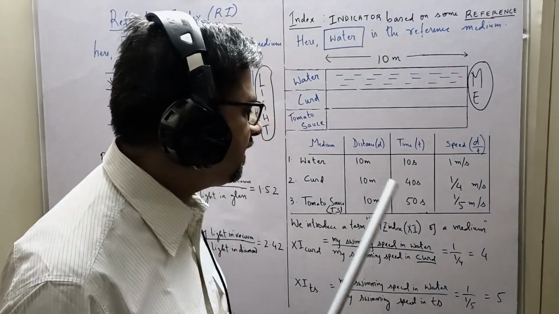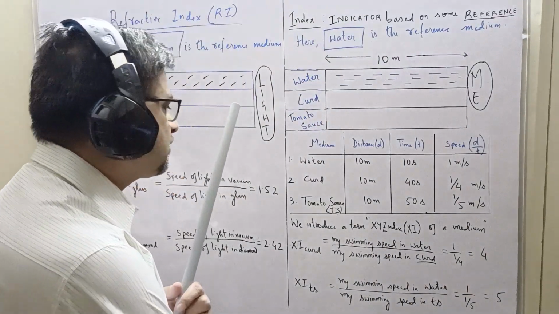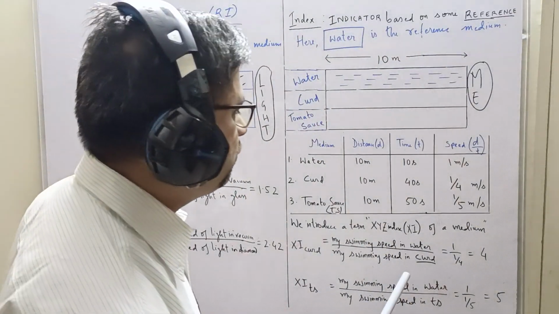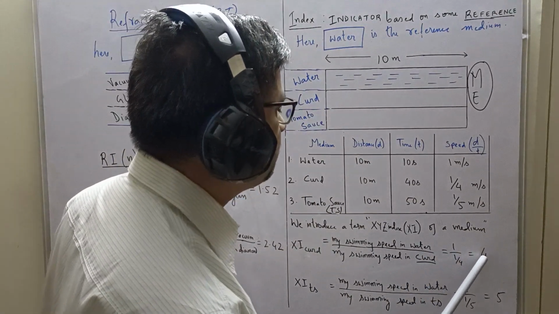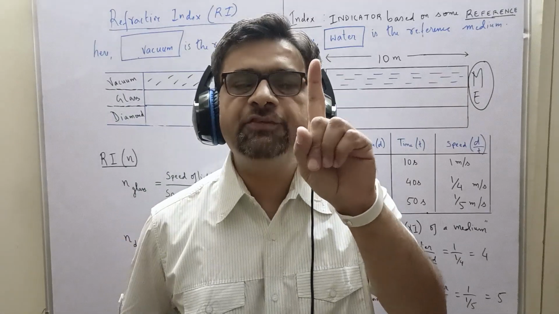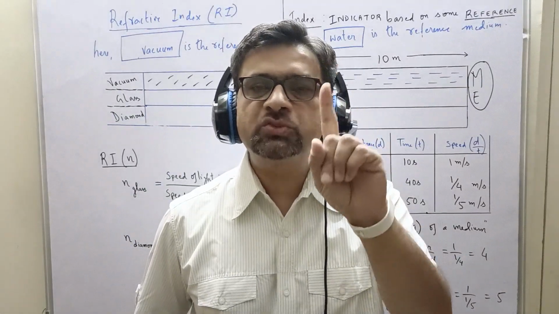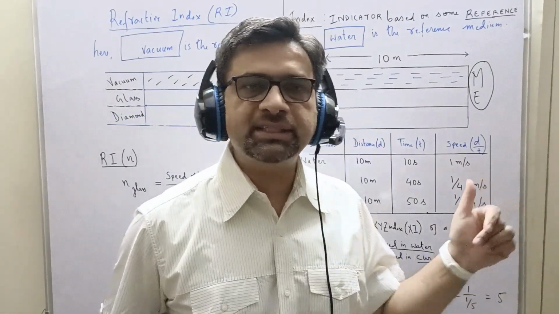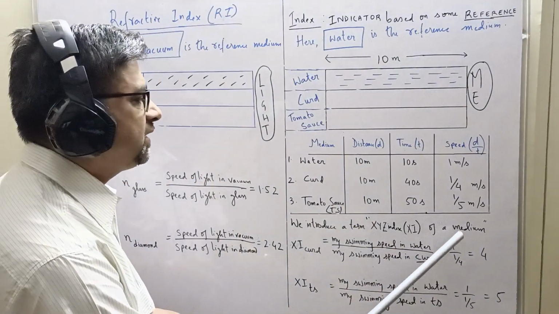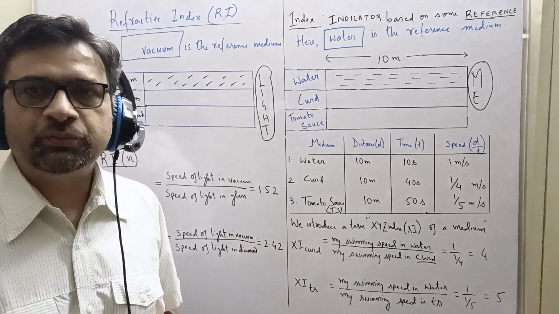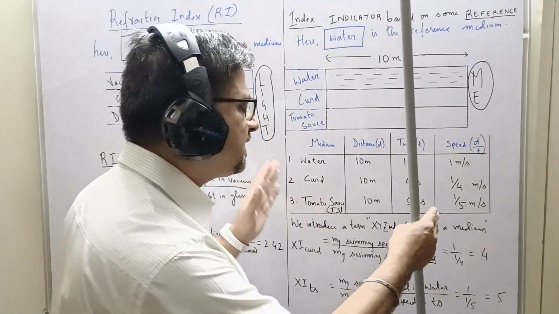Interestingly, if I calculate the XYZ index of water, you would see the same numerator and denominator, and therefore this would be 1. And that's why this is the reference medium. Its XYZ index is 1. So in this case, what is the XYZ index of water? It is 1 by 1, and that would be 1. So let us keep this aside for now.